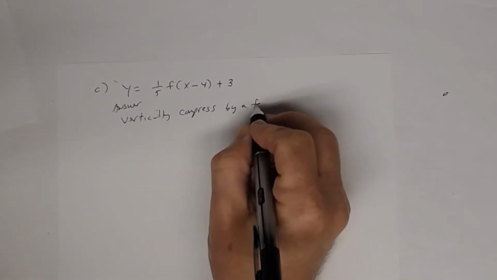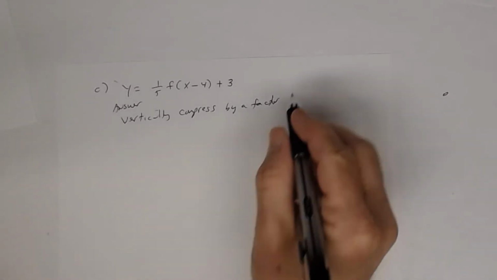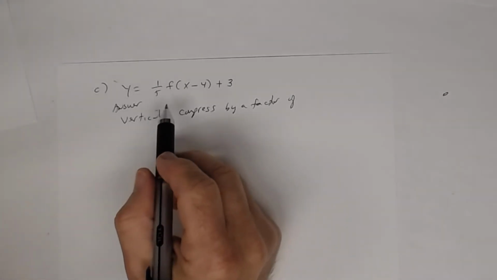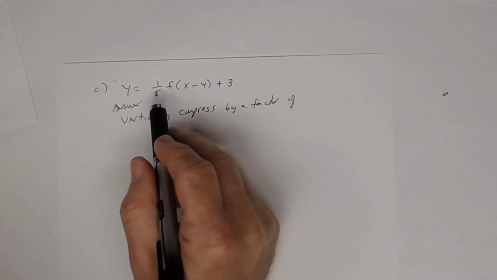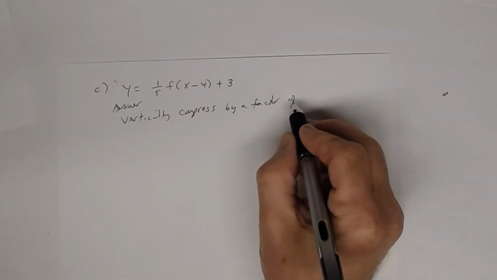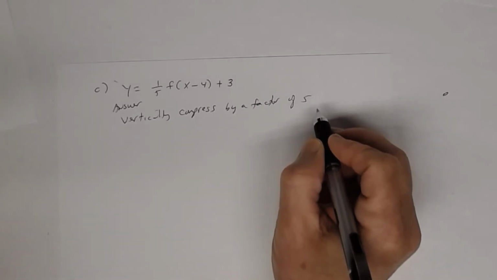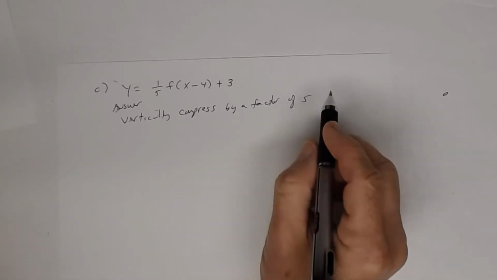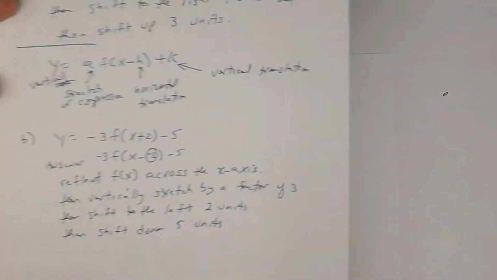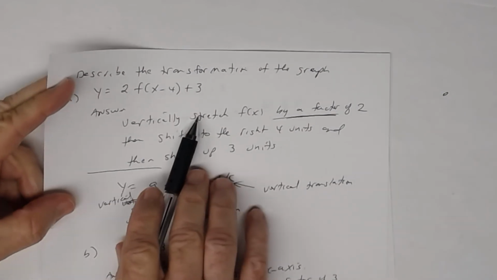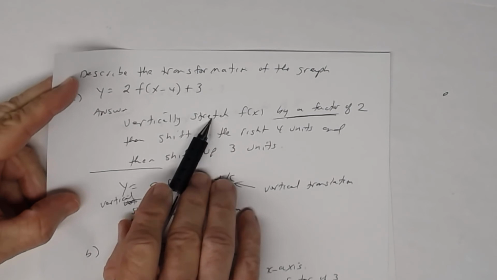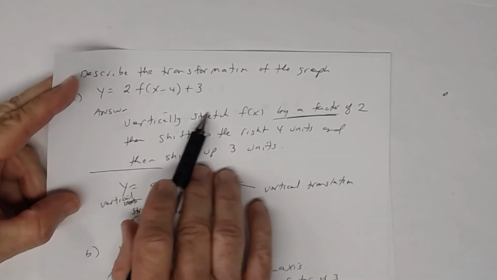Vertically compress by a factor of, just like before, now don't say 1/5. Remember, multiplying by 1/5 means the same thing as dividing by 5, and the reciprocal of 1/5 is 5. So say by a factor of 5. All right. So vertically compress by a factor of 5. Remember, in a previous problem we said vertically stretch by a factor of 2. Vertically stretch by a factor of 2.